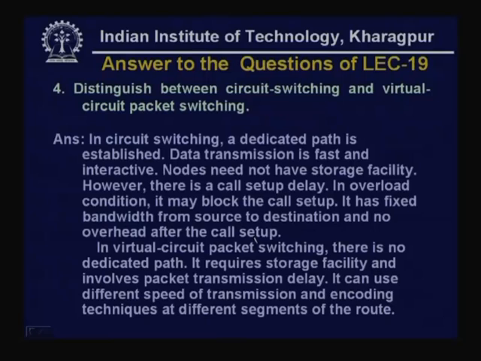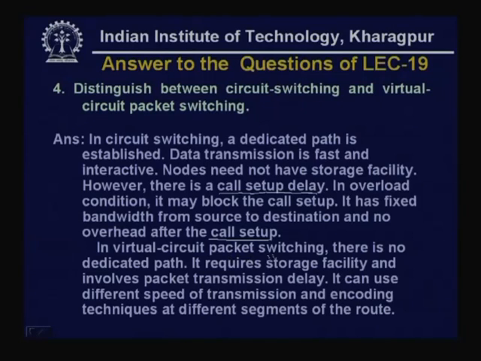The fourth question was: distinguish between circuit switching and virtual circuit packet switching. The answer is, in circuit switching a dedicated path is established, data transmission is fast and interactive, and nodes need not have storage facility. However, there is a call setup delay. In overload conditions, it may block the call setup. It has fixed bandwidth from source to destination and no overhead after the call setup. So, there is no extra overhead except the propagation time.